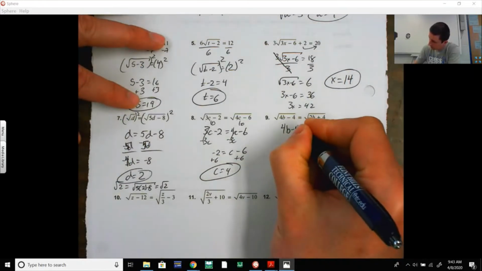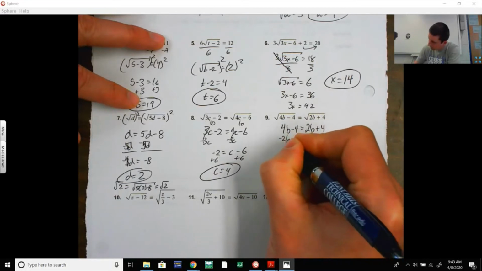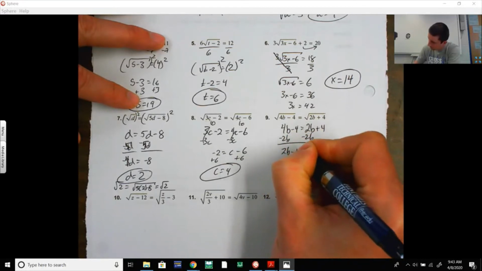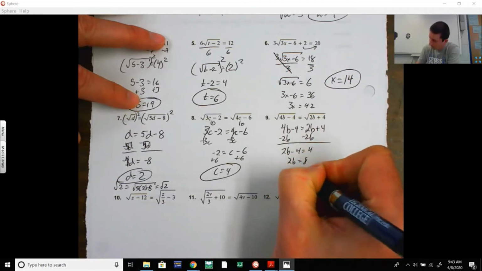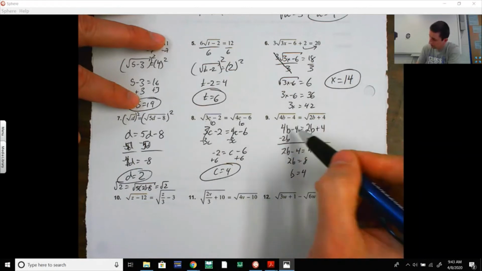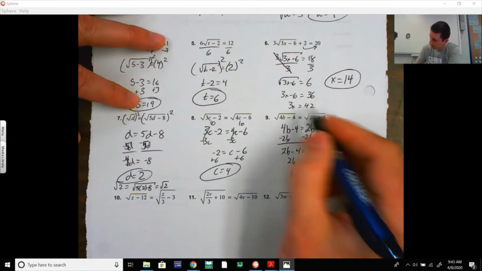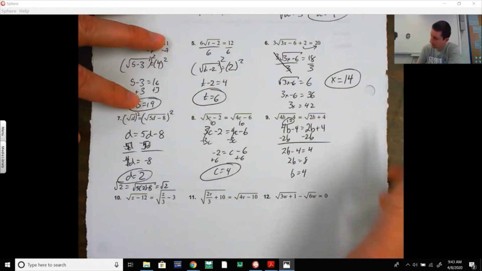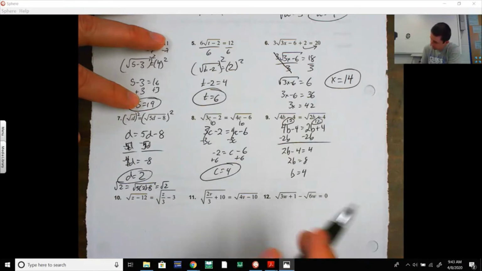4b minus 4 equals 2b plus 4 minus the 2b. 2b minus 4 equals 4. Add the 4 over. 2b equals 8, so b equals 4. A lot of 4's here. So 4b is 16. 16 minus 4 is 12. So we get 12 on that side. 2 times 4 is 8. 8 plus 4 is 12. You get 12 on that side.